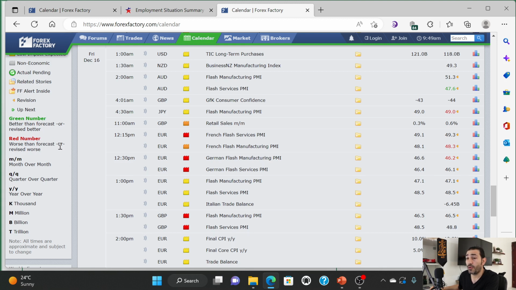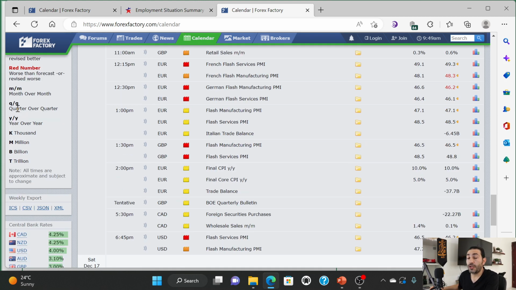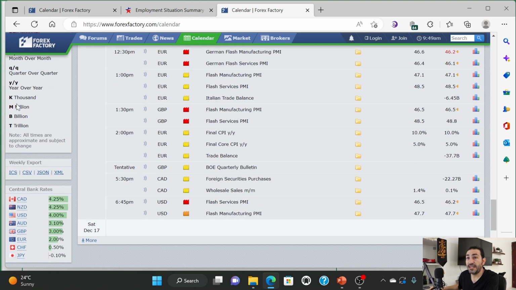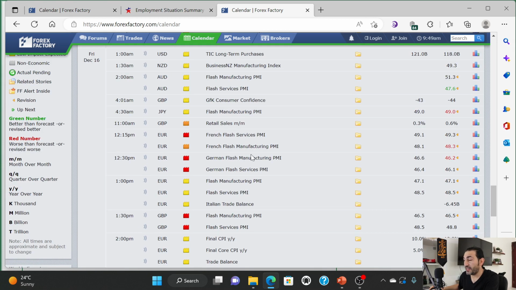Red number is worse than the forecast. MM means month over month. Q slash Q means quarter over quarter. And Y means year over year. When we see the letters K, M, B, and T beside the numbers here, K means thousand, M means millions, and B means billions, like this, and T means trillions. So those are the legend for this indicator.